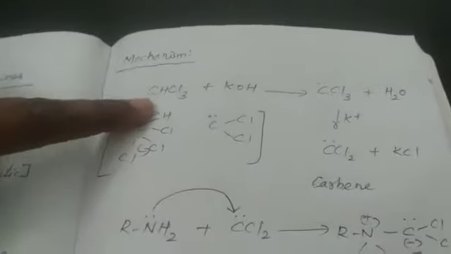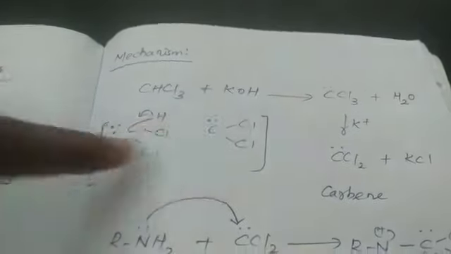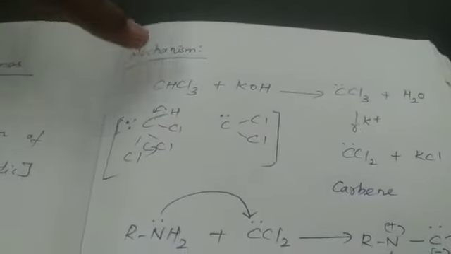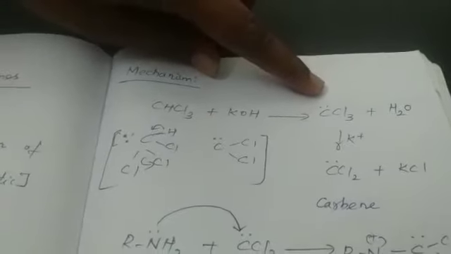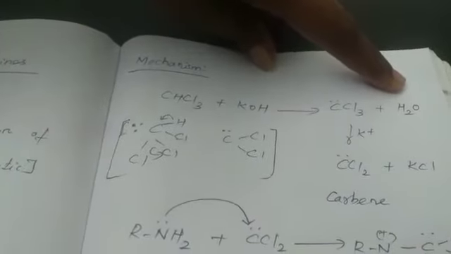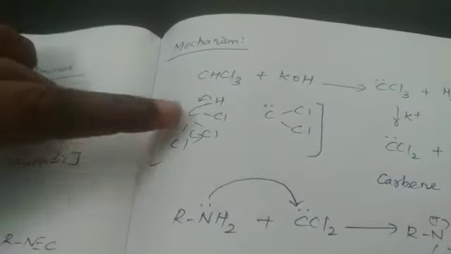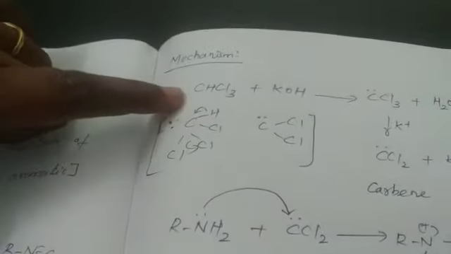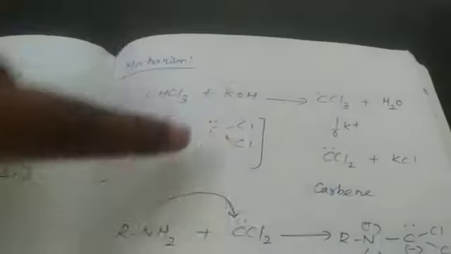Let's see the mechanism of this reaction. The first step is this: chloroform, and this is potassium hydroxide. We all know this. When chloroform reacts with potassium hydroxide, initially we form carbon trichloride by the liberation of water molecules. Here I have drawn this structure in a descriptive manner. Carbon is surrounded by hydrogen as well as three chlorine atoms. Initially we are removing KCl by the liberation of water molecules.